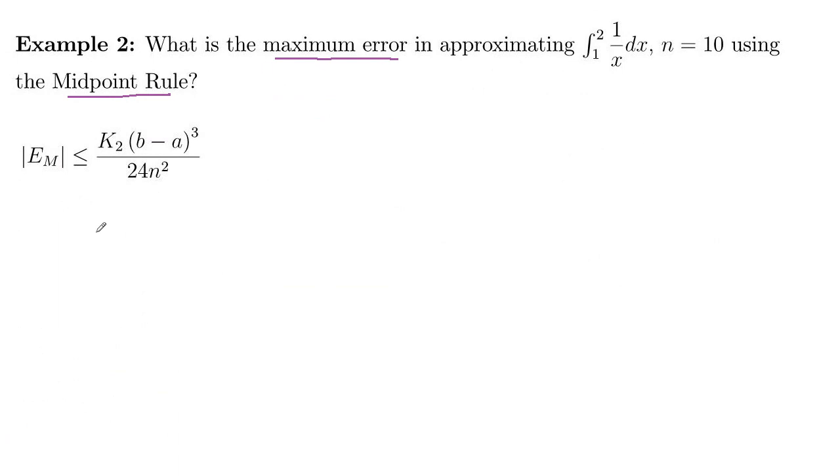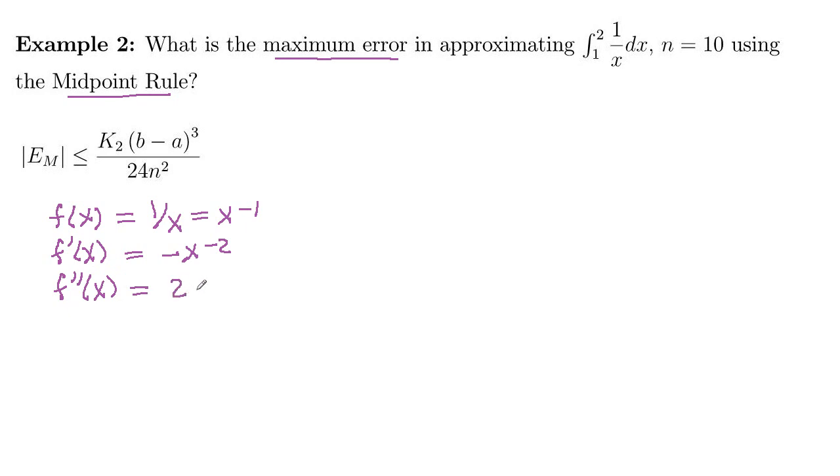So what we're going to do is start taking derivatives. So our f of x is 1 over x, which is x to the negative 1. And so f prime of x is equal to negative x to the negative 2. And f double prime of x, using the power rule again, will be 2x to the negative 3, which is the same as 2 over x cubed. And we want to estimate that on the interval 1, 2.